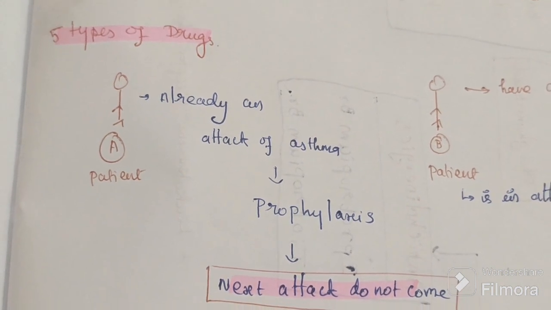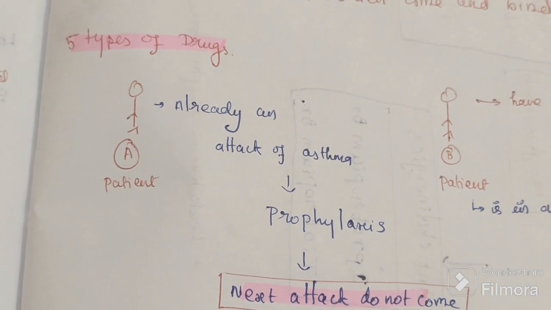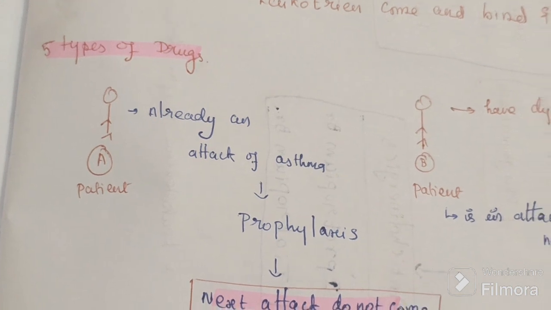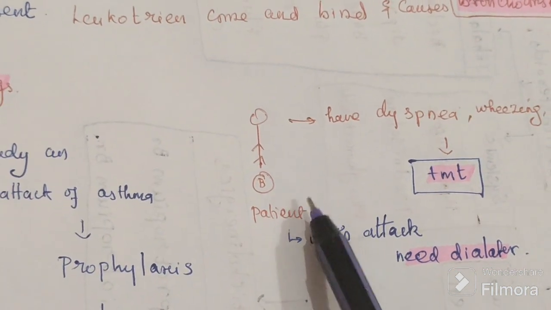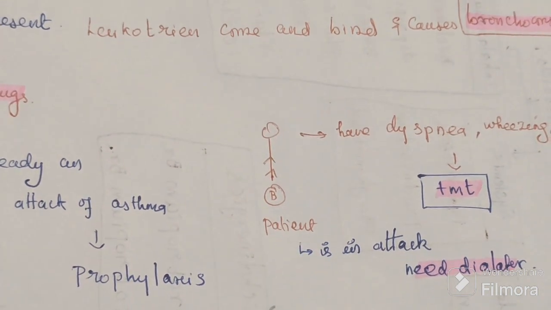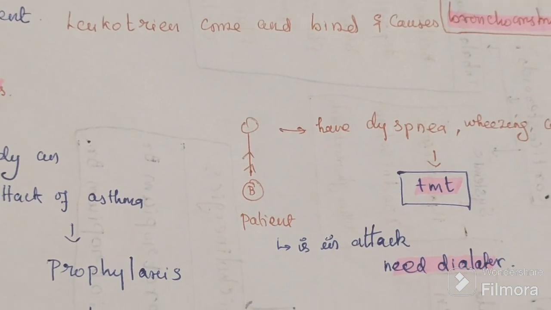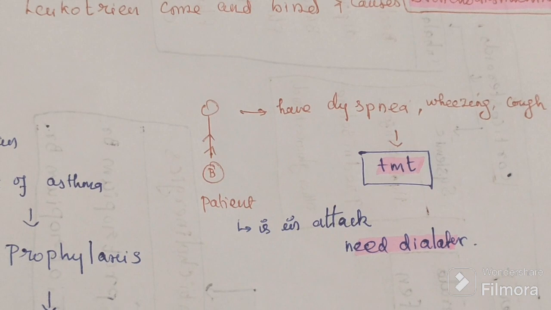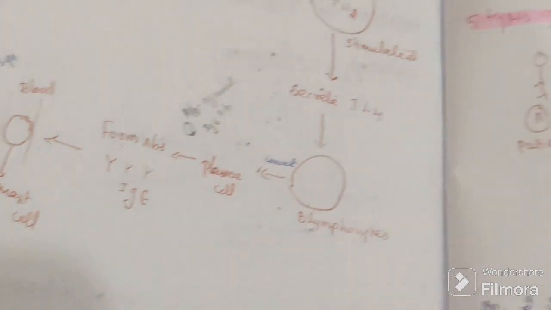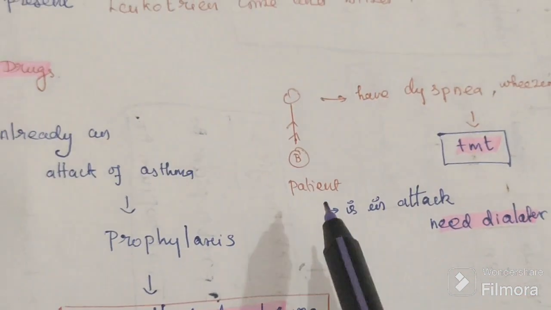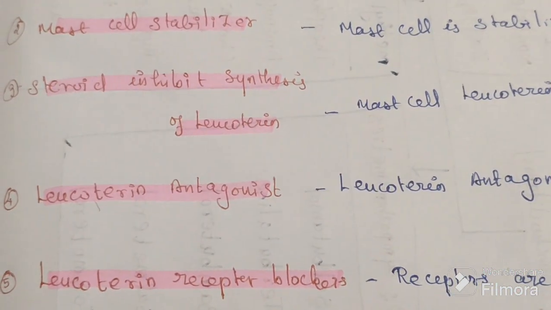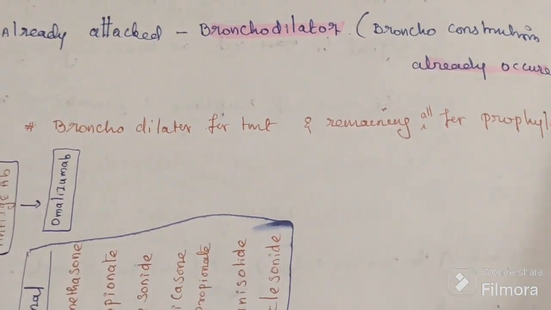But if the patient already has the attack, nothing will work. You have to give a bronchodilator. The patient is currently having an attack, so we want to give only one thing, bronchodilator drugs. Bronchodilator drugs are for treatment; all the remaining five things are for prophylaxis. So bronchodilator only for treatment, and the remaining five things are used for prophylaxis. Now the drug list.